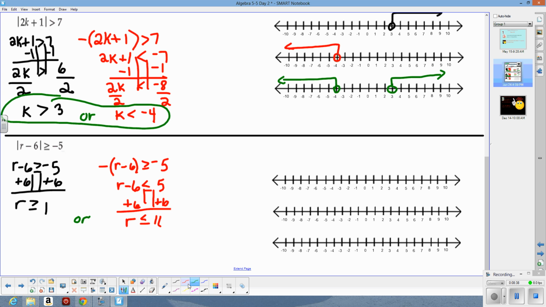Now if we went and graphed the first one, the numbers that are greater than or equal to 1 is a filled in circle on the 1 with an arrow to the right. Now the numbers that are less than or equal to 11 are going to have a filled in circle on the 11, and they're going to go this way. And the union of these two graphs, if I laid the two graphs on top of each other, everything that's covered up by the graph is going to end up being the entire number line. So rather than saying the solution is the numbers greater than or equal to 1 or the numbers less than or equal to 11, we can say the solution is all real numbers.